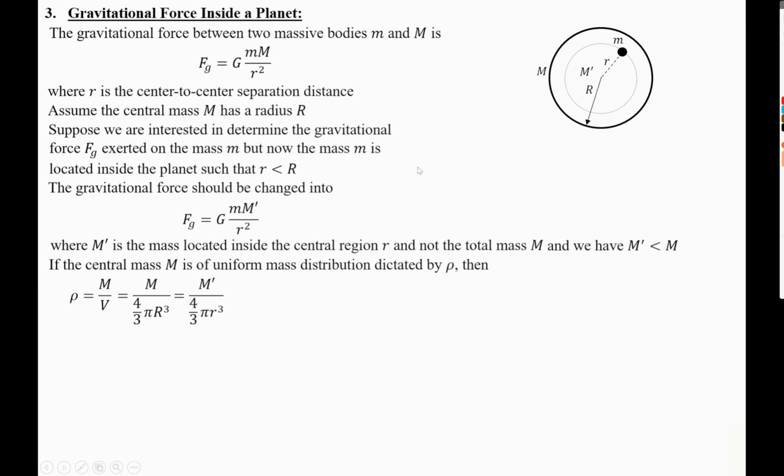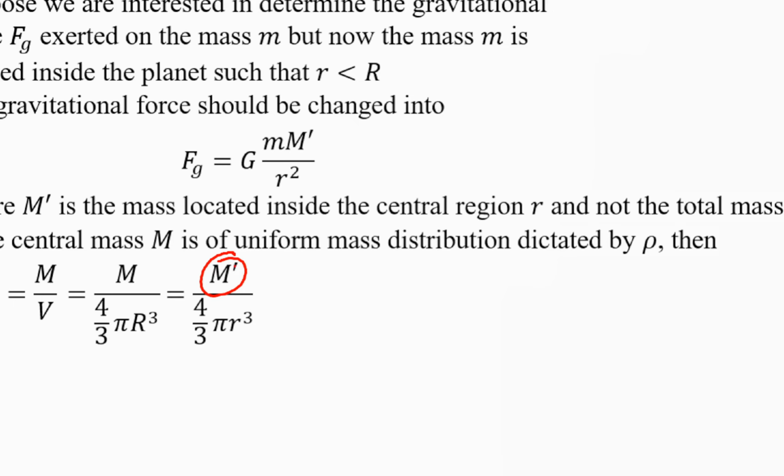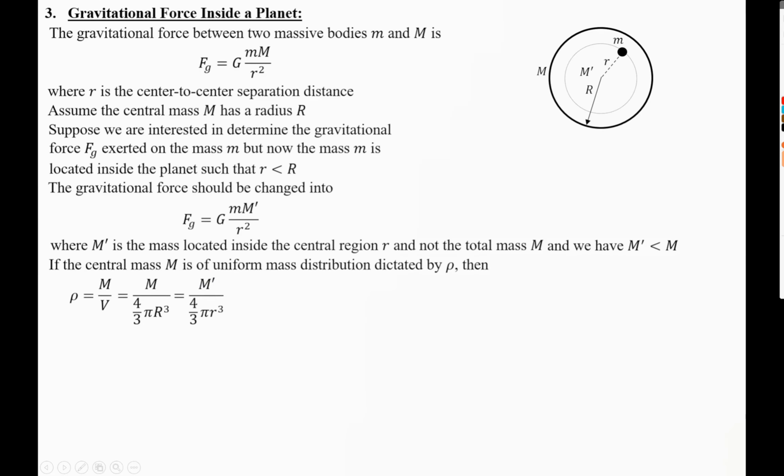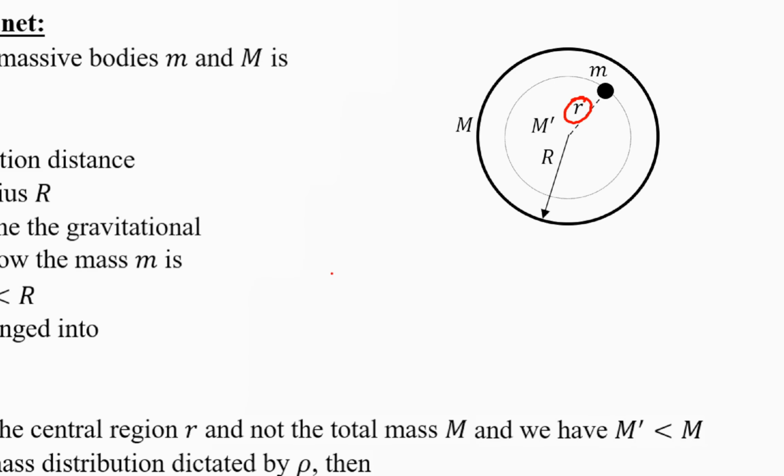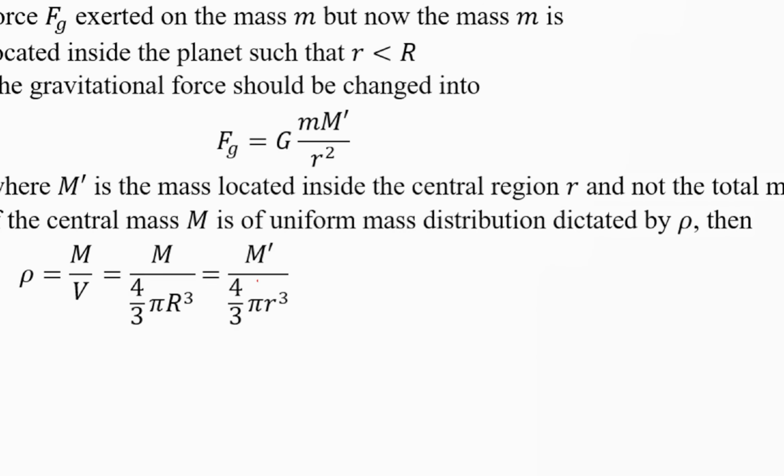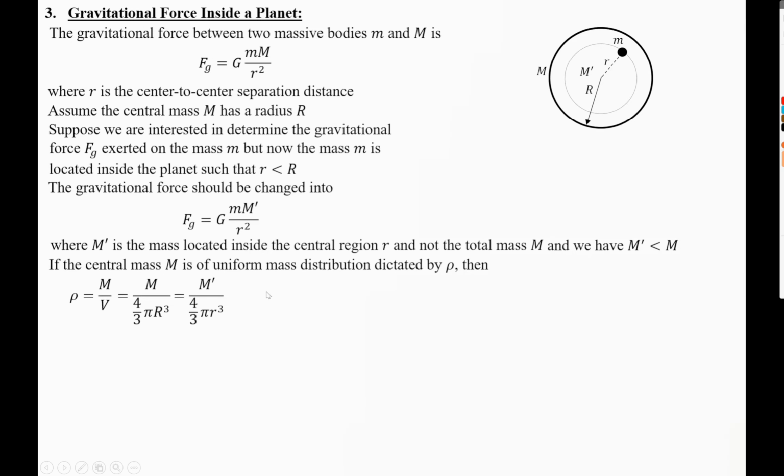We can say, because the mass distribution is the same, it is also equal to m prime. But what does this mass represent? This is the mass enclosed in the small radius. For this reason, this volume should be the volume of the smaller radius and not the complete volume. Okay, so this equality is important.